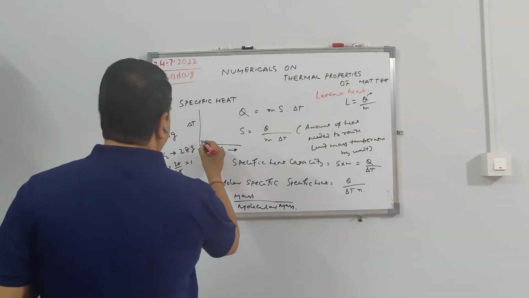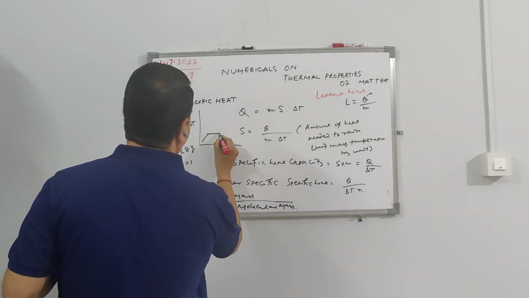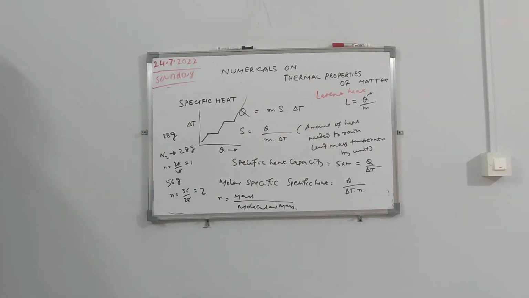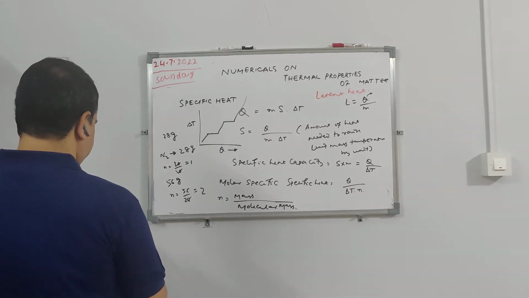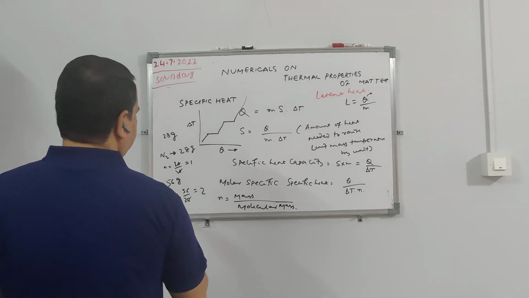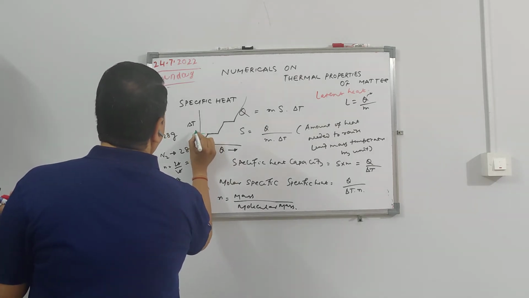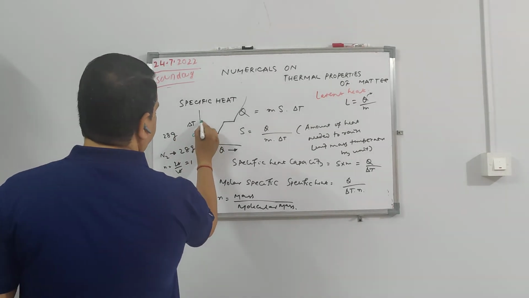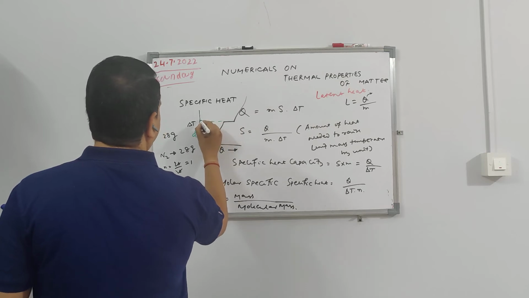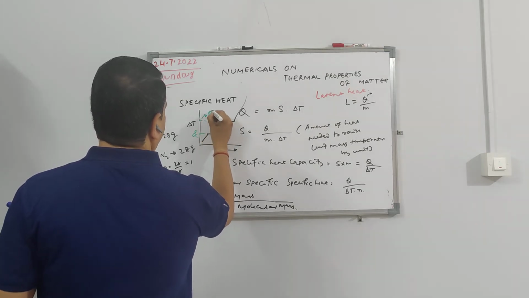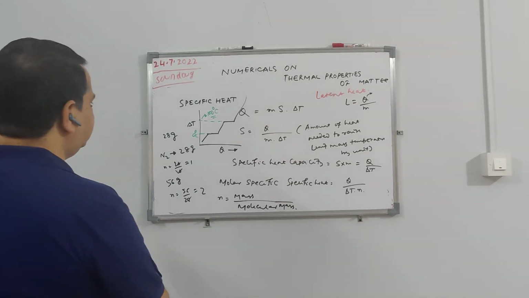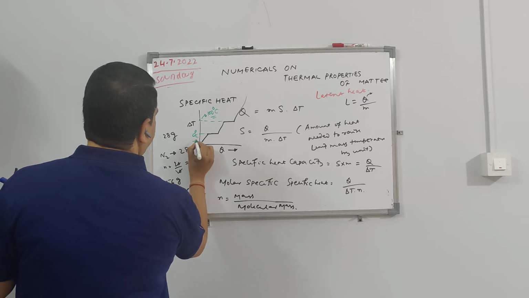Okay, so it will be like this. Then it will be like this, something like this. Let us say this is 0 degree, right? You are heating water, so this is 0 degree centigrade. Then here it has started boiling, so this is 100 degree centigrade. Let us say you have started at minus 10 degree centigrade.